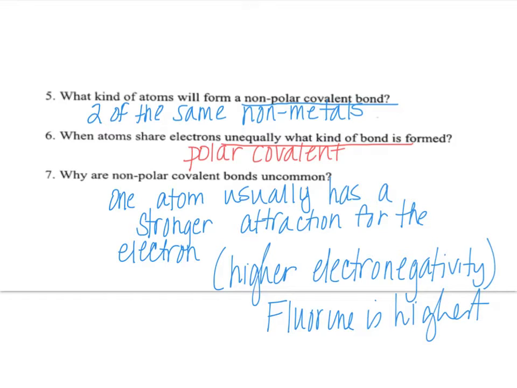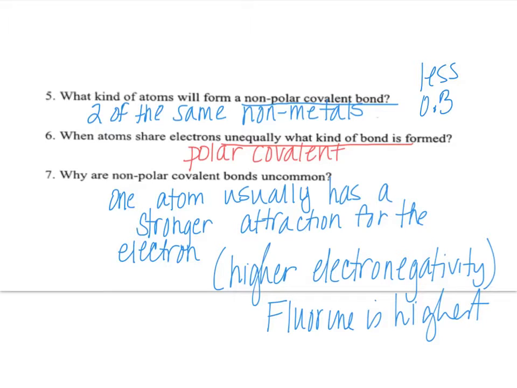Question 5 wants to know what kind of atoms will form a nonpolar covalent bond, and that is usually two of the same nonmetals. For instance, if we have a chlorine and a chlorine bonding, that would definitely be nonpolar covalent. Remember, it is supposed to be less than a 0.3 electronegativity difference. So there are a few things that can still be nonpolar that are not the same, but they have a very, very small electronegativity difference.